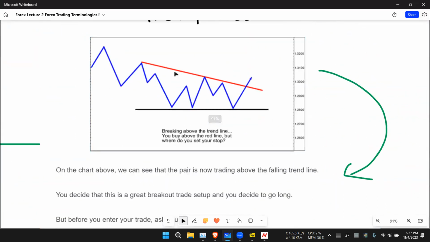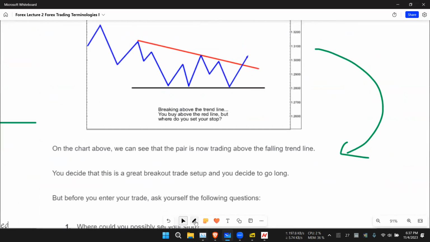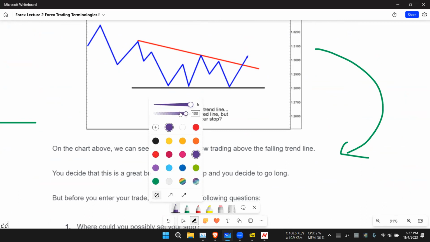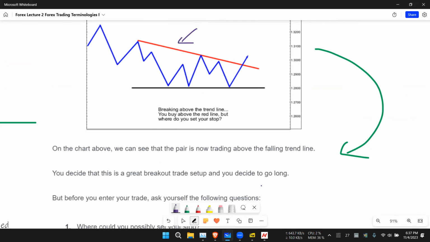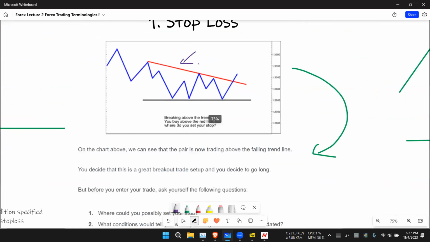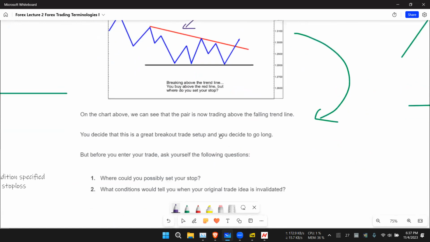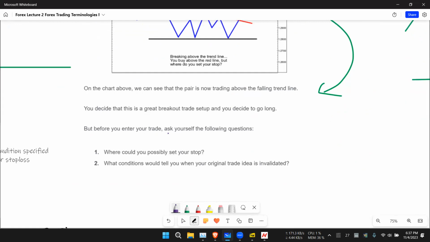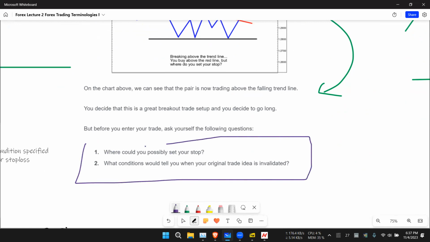For example, we have this chart, we have this trend, and we have a trend line here. This red marker is going to be called a trend line. And this is a falling trend line, which means it's a bearish trend line. So you decide that this is a great breakout trade, and let's just skip this part. But before you enter your trade, ask yourself the following questions. Where could you possibly set your stop? And what conditions would tell you when the original trade idea is invalidated?